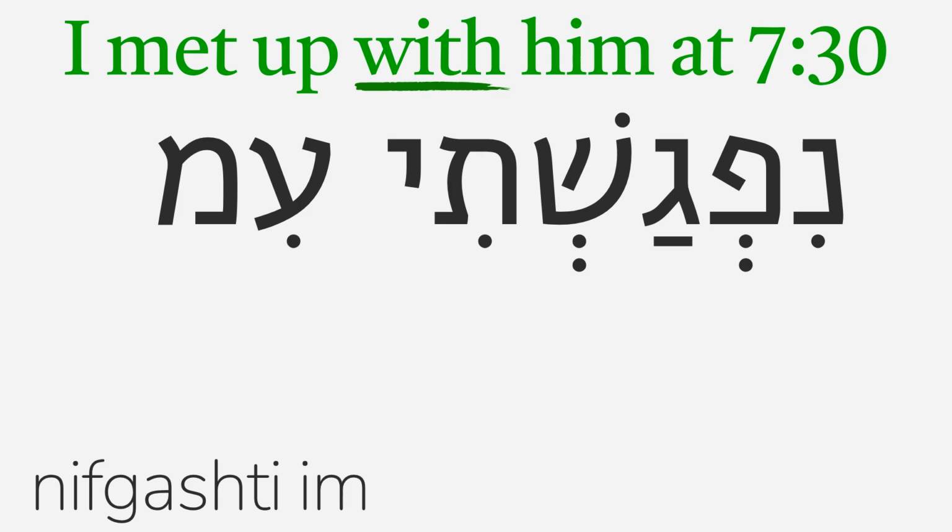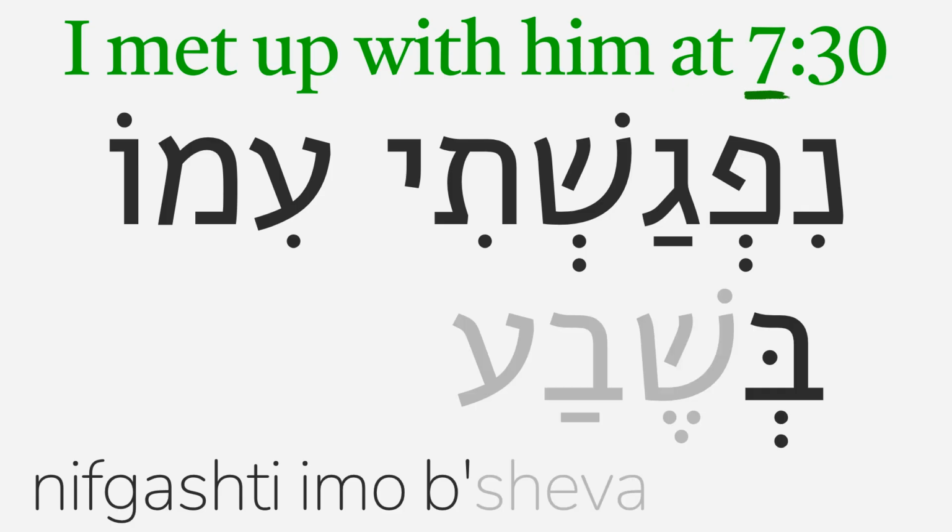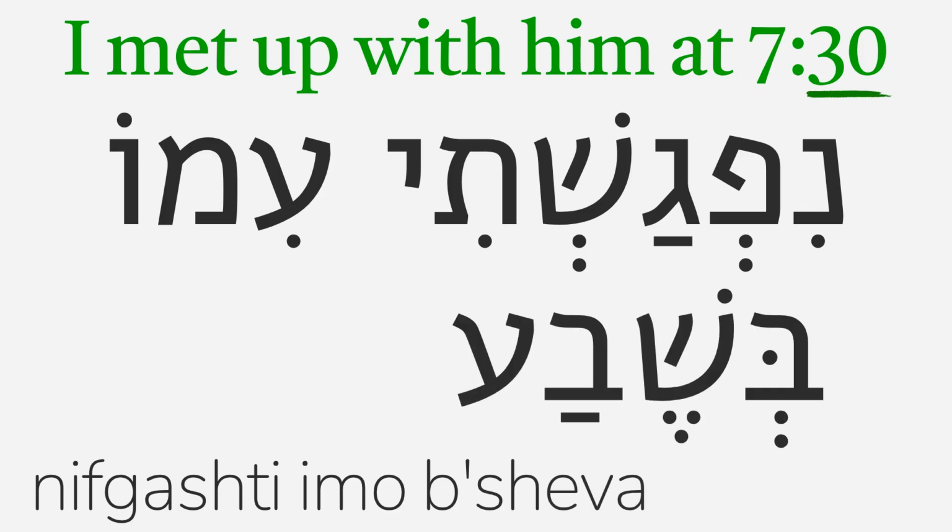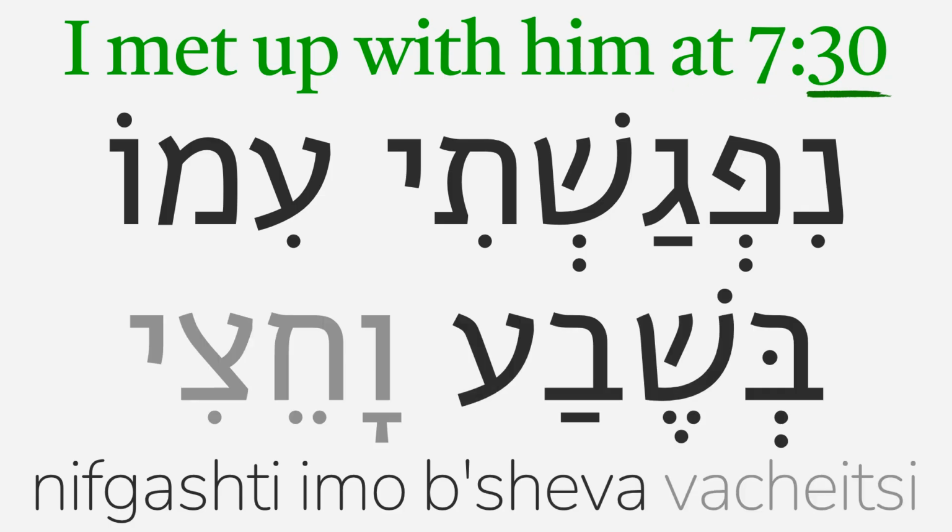With the nefal verb lahipagesh, will be im. And im will have an o suffix that means him. At is b, 7 is shava, and 30, or half past, is vachetzi, which literally means and a half. Nifgashti mo basheva vachetzi. I met up with him at 7:30. Nifgashti mo basheva vachetzi.